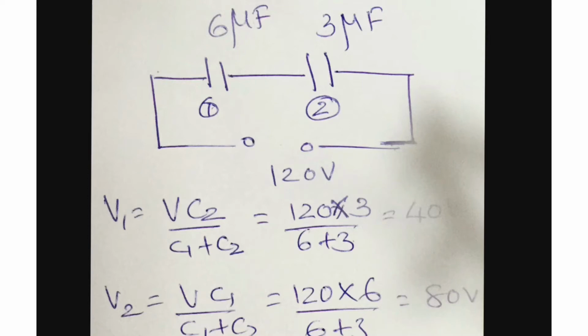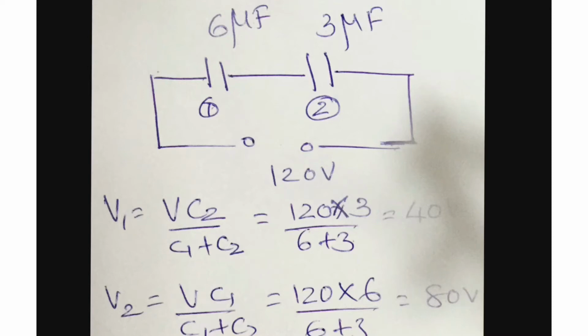Therefore, Q is equal to CV. In this, Q becomes constant. Therefore, C and V are inversely related. Therefore, V1 is to V2 is equal to 1 by C1 is to 1 by C2. In other words, the potential differences get shared in the inverse ratio of capacitances. So I am first providing the steps, then I will explain the shortcut.